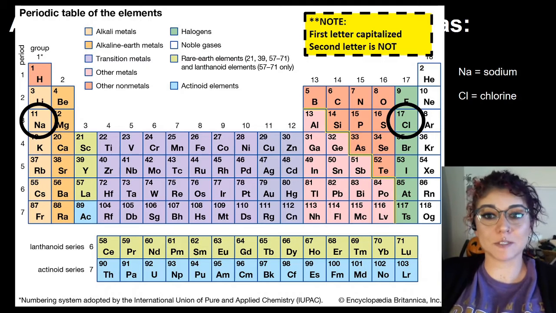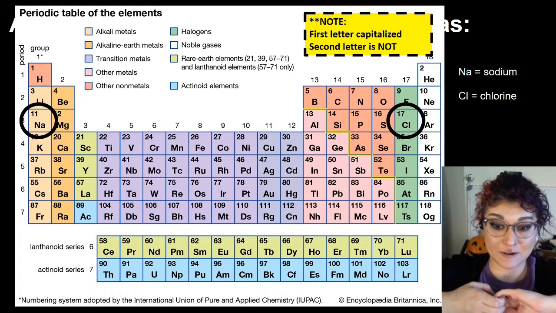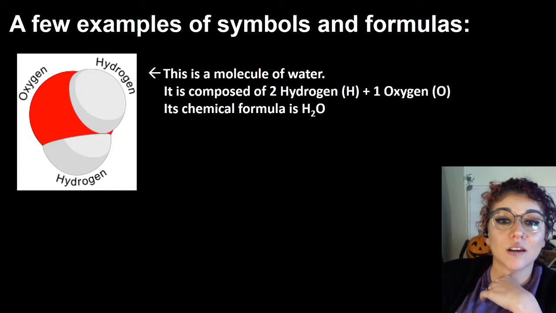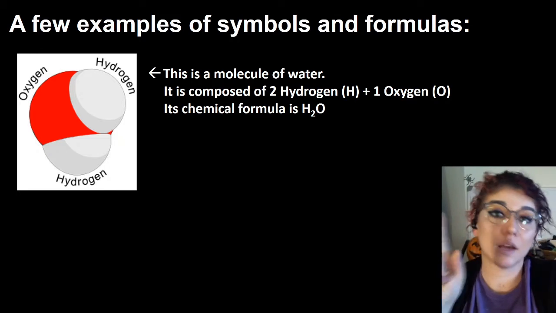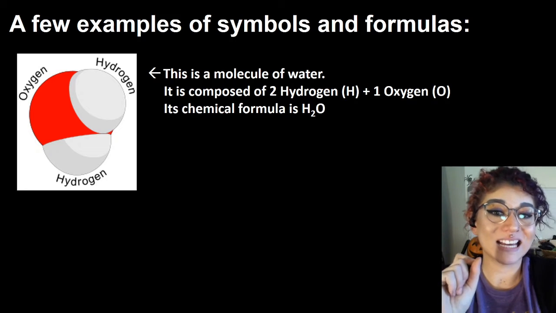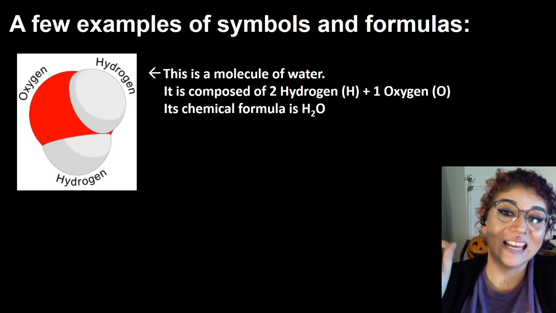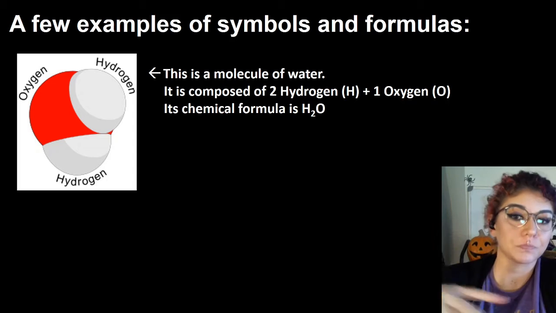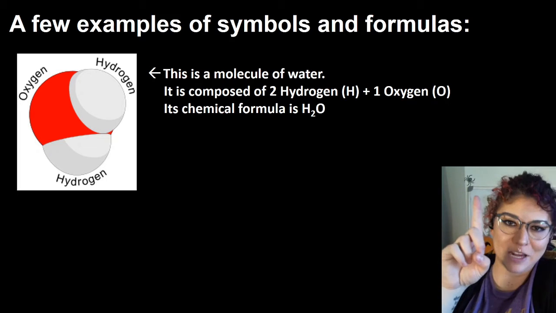Let's look at some compounds. So again, a compound is two or more elements that have come together chemically. Water is actually a compound. This is a molecule of water. It is composed of 2 hydrogen and 1 oxygen atom. That makes 1 molecule of water. Its chemical formula is H2O. H is for hydrogen, subscript 2 for 2 hydrogens, capital O for oxygen, and there's just 1 O, so it's an imaginary subscript of 1.